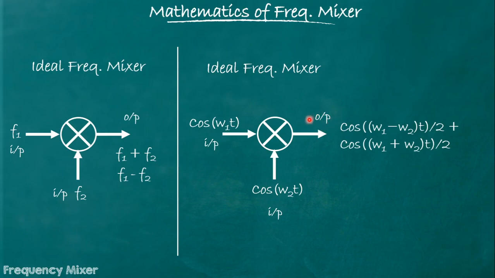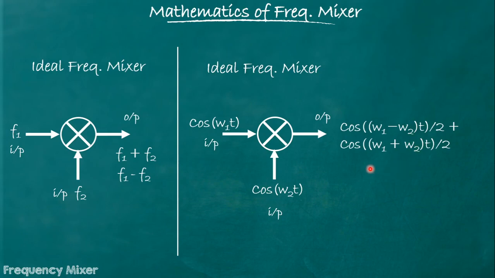If we apply the trigonometric formula, 2 cos alpha cos beta is nothing but cos(alpha minus beta) plus cos(alpha plus beta), accordingly you will get the output as cos(omega 1 minus omega 2)t by 2 plus cos(omega 1 plus omega 2)t by 2. So here you can see that the output contains two terms: one having the frequency omega 1 minus omega 2, that is the difference frequency, and the other containing omega 1 plus omega 2, that is the sum frequency. So the output of an ideal frequency mixer is two frequency terms, the sum frequency and the difference frequency.